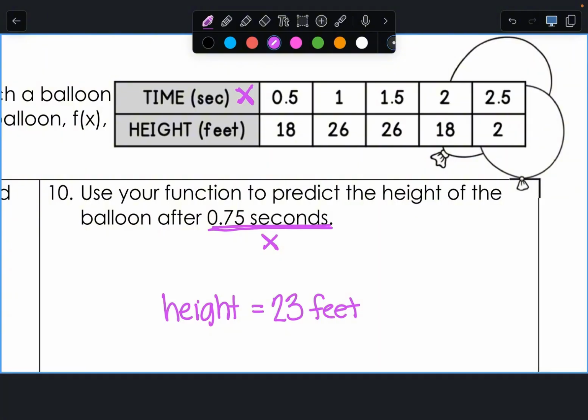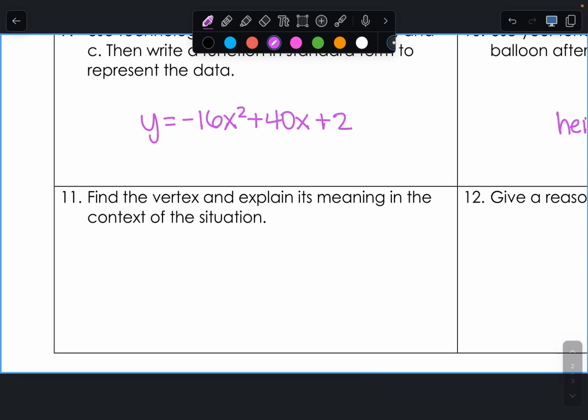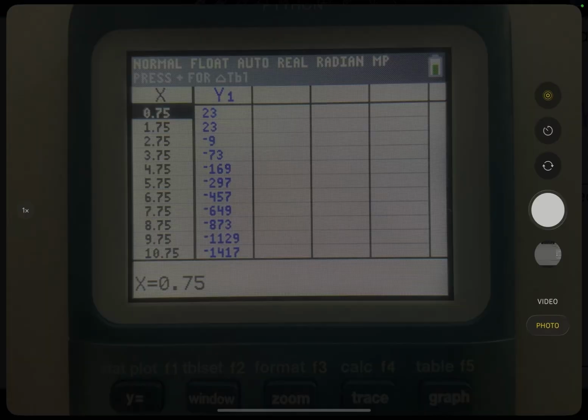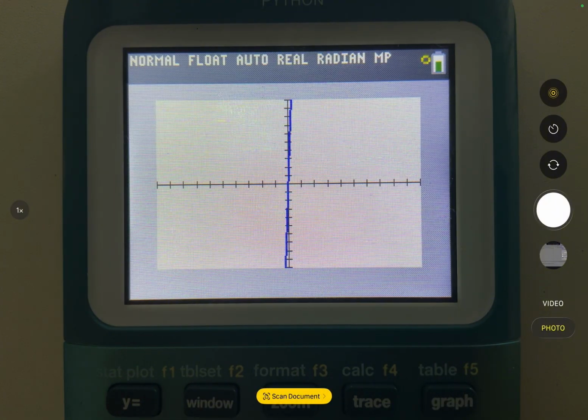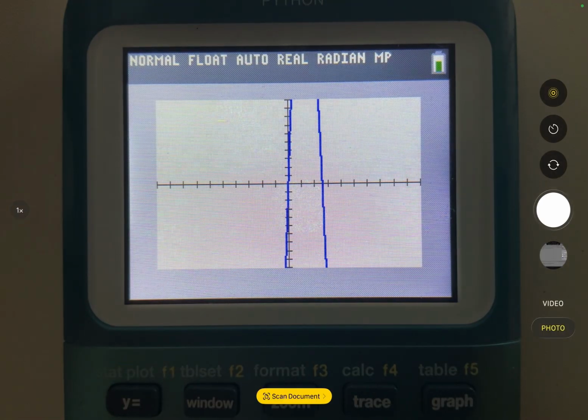23 feet. I don't have an answer yet. Find the vertex. Let's find the vertex. Here we go. Hit graph. Can you see the vertex? No. So what do you do to the calculator so you can see the vertex?